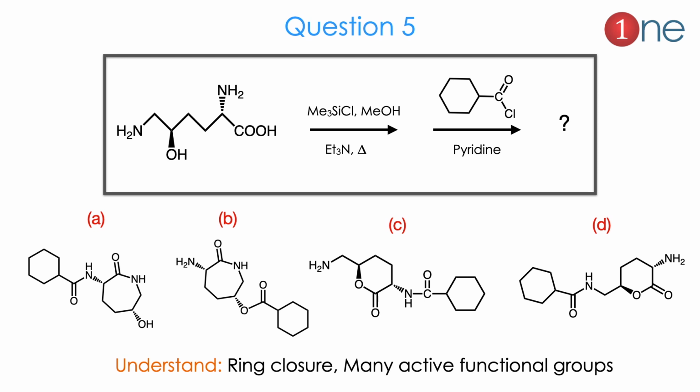Then question number 5. Question number 5 contains multiple functional groups in the same linear chain. It has two amine groups, one OH group, one COOH group. You are using trimethylsilyl chloride and methanol and triethylamine and heat. In the second step, you are using the acid chloride from cyclohexane and pyridine. Here ring closure definitely occurs. Ring fusion also occurs here. So you have to guess which groups will react first.